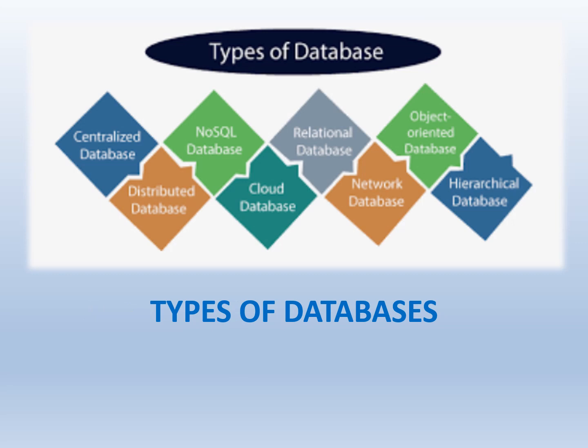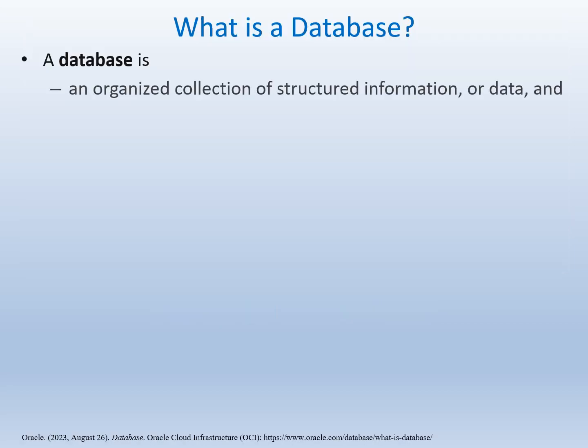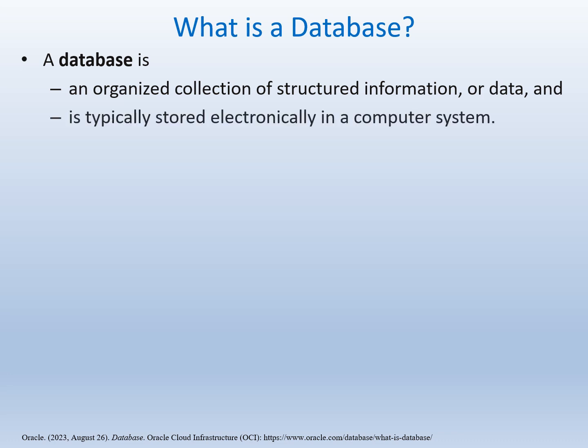What are the different types of databases? There are quite a few. We will take a broad look, beginning with what is a database? It's an organized collection of structured information, structured being a key word here, because now in the age of big data, we also include unstructured data. But this course focuses on relational databases, and relational databases store structured data.